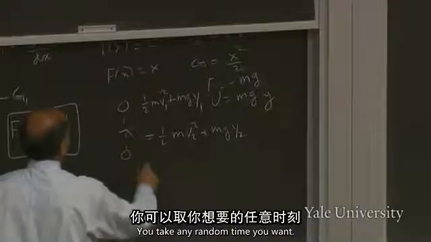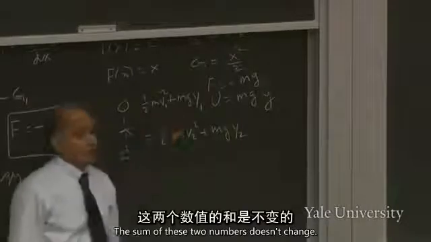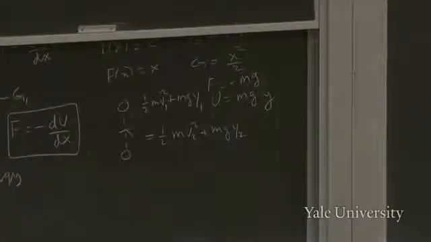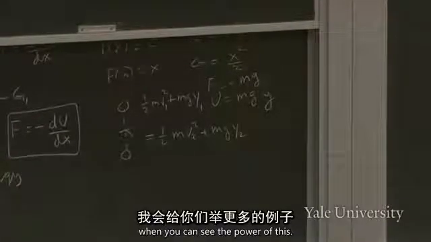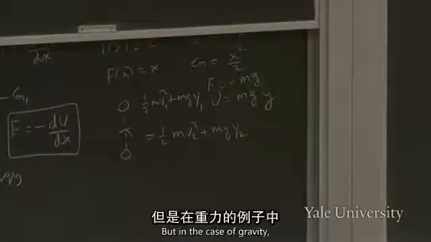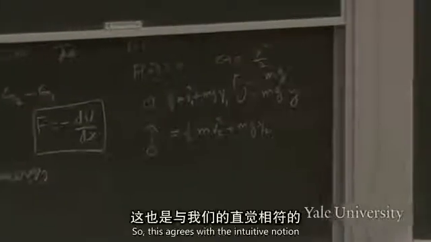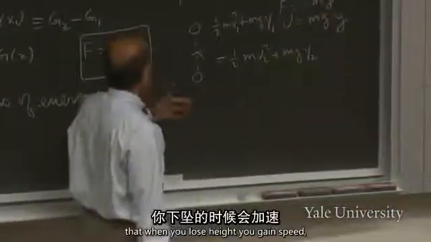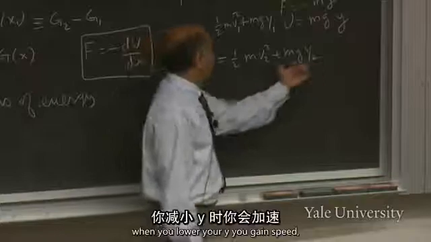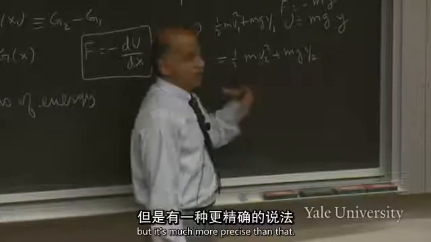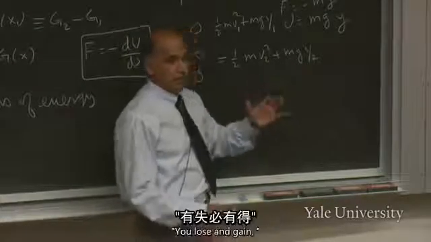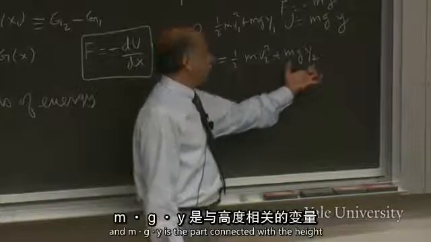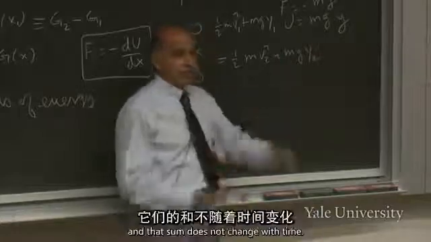You take any random time you want. The sum of these two numbers doesn't change. And that's a very, very powerful result. I'm going to give you one more example later when you can see the power of this. But in the case of gravity, this is what it means. So this agrees with your intuitive notion that when you lose height, you gain speed. When you lower your y, you gain speed. But it's much more precise than that. Instead of saying vaguely you lose and gain, 1/2 mv squared is the part connected with the speed, and mgy is the part connected with the height, and that sum does not change with time.